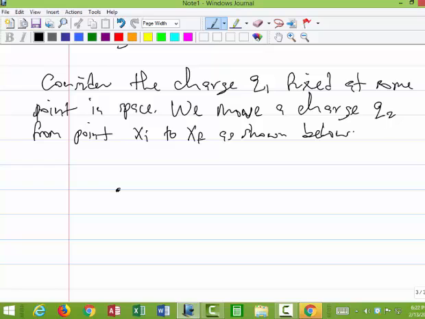So we have a point charge Q1 fixed, and then we move a charge Q2 from X initial to X final, and that charge is being moved a distance delta R using the same notation as in your textbook, and it's acted on by a certain force. So the force moves it from point X initial to X final. This is the force of charge 1 on 2. You can call it the electric force of 1 on 2.